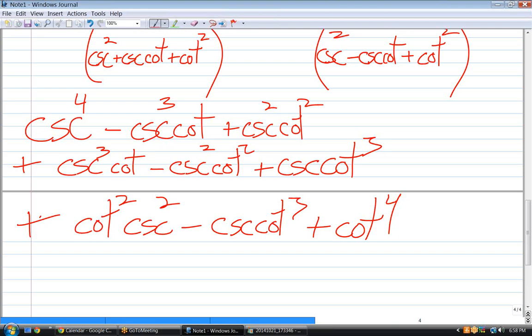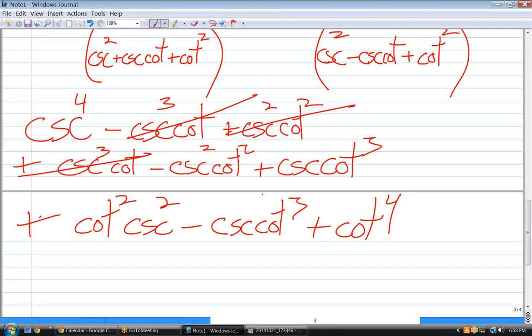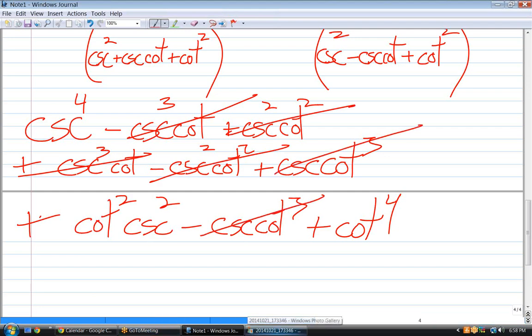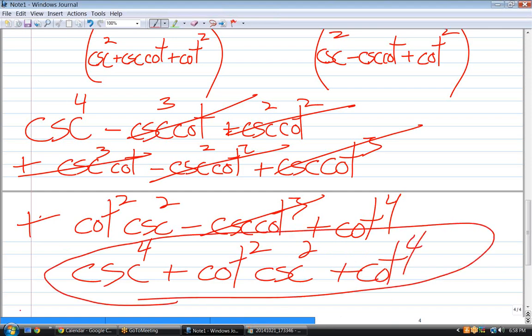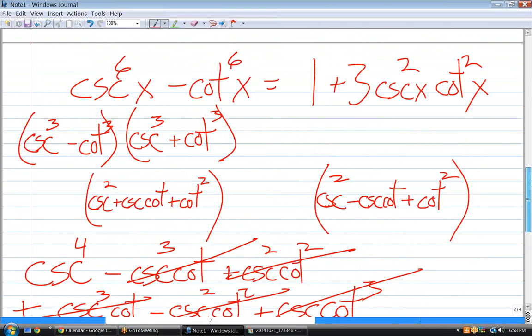Now let's see, do I have anything that cancels? Yeah, I got a minus cosecant cubed cotangent and a plus, those cancel. I got a plus that and a minus that, those cancel. I got a plus that and a minus that, those cancel. And I end up with cosecant to the 4th plus cotangent squared cosecant squared plus cotangent to the 4th. Now, how does that equal that?